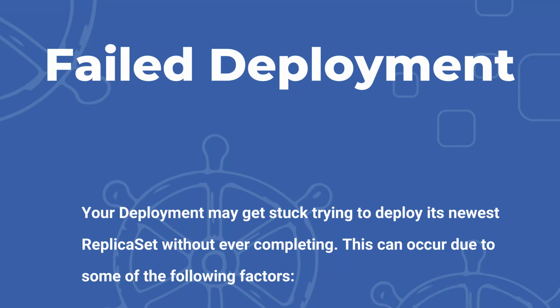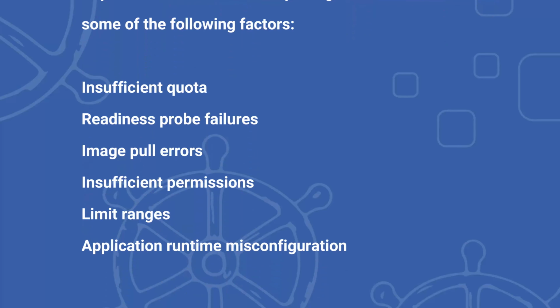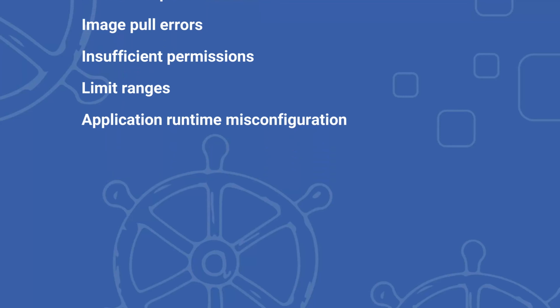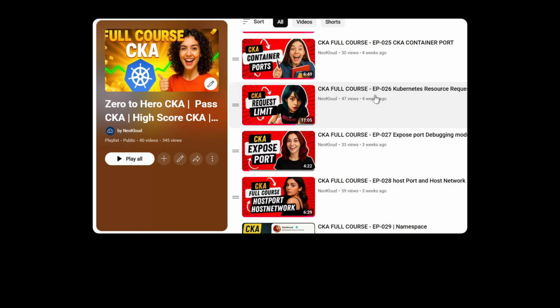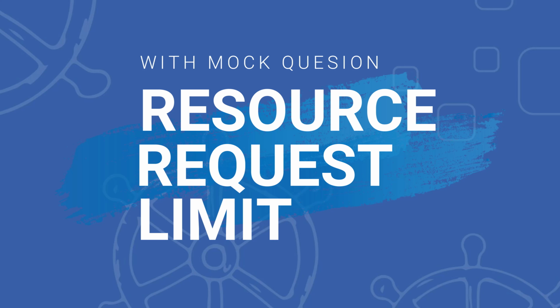Failed deployment. These are the causes. We have already discussed insufficient quota. Now we will discuss limits and ranges, and the rest we will discuss later. So stay with us. Episode 26, we can apply in deployment. So our topic today is resource request and limit in Kubernetes. So let's get started. Today's topic is requests and limits.